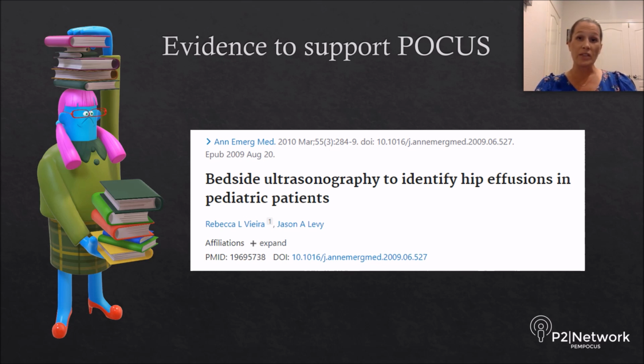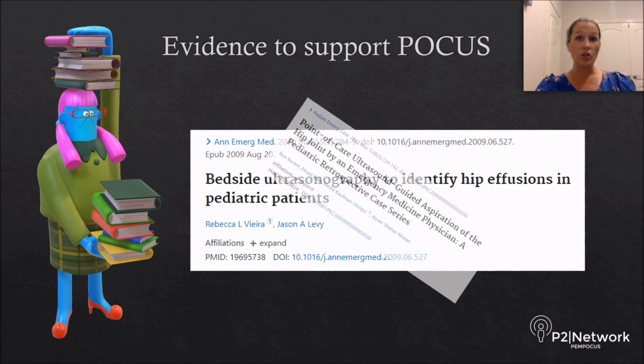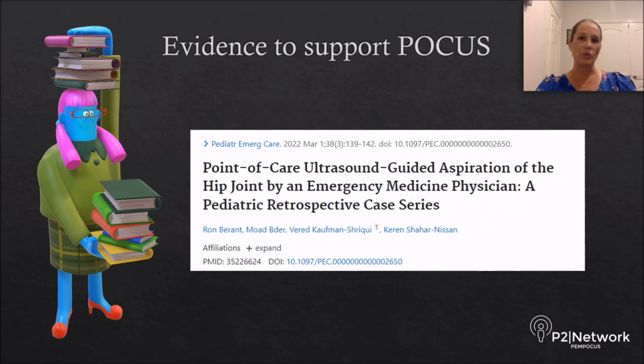And a retrospective case review by Barant et al. showed that a POCUS-guided hip aspiration is both safe and feasible in the diagnosis of the septic hip in the pediatric emergency department.